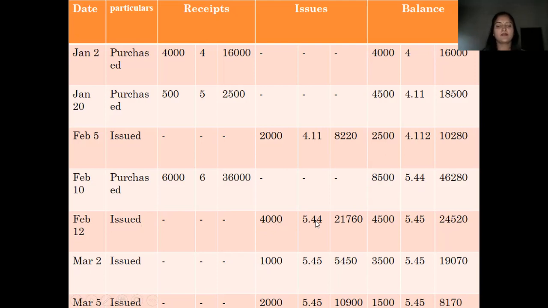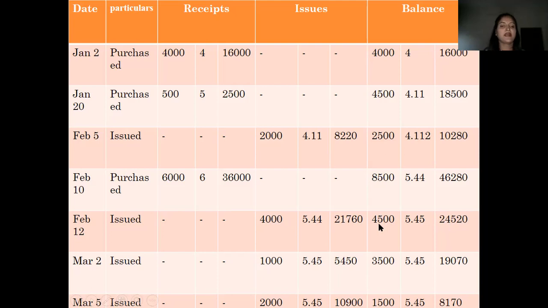4,000 into 5.44, you are going to get 21,760. Now 46,280 minus 21,760, you will be getting 24,520. 8,500 minus 4,000, 4,500.